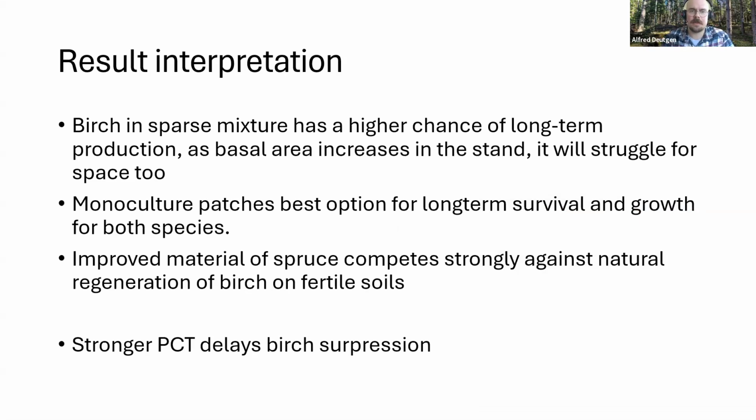Monoculture patches probably is the best option for long-term survival and growth for both species. Definitely for the birch. For the spruce, you of course lose the mixture effect that you could have. That could be for pest and pathogen, abiotic and biotic damages, of course. So depending on how you want to see that.